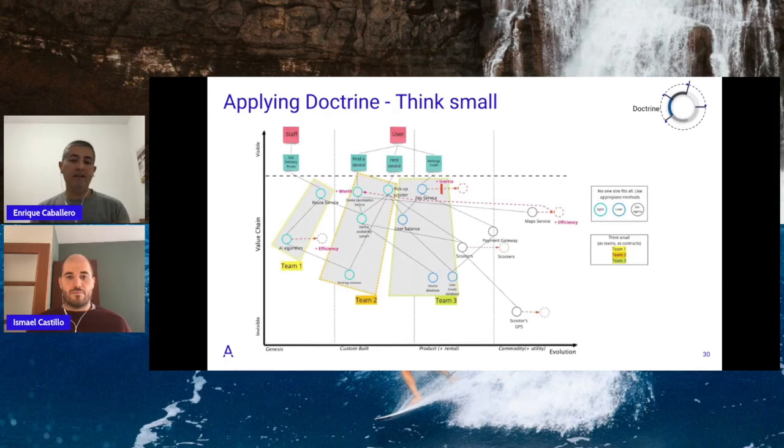Another doctrine is thinking small in small teams. In this map, we are applying think small, and we split our organization into 3 smaller teams. This allows us to reduce the cognitive load of the teams and trigger some of the doctrines. And in parallel, we are also dividing them by using thinking small as thinking in contracts. We are trying to minimize the dependencies or relationships between teams.